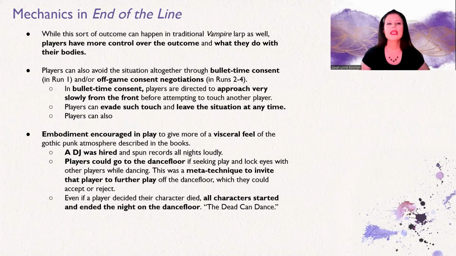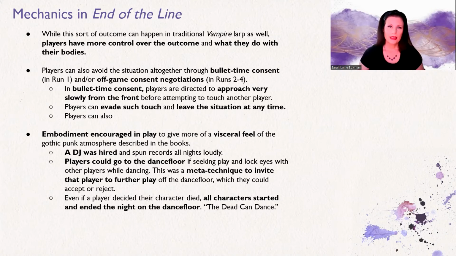A player could also completely avoid that situation altogether with what's called bullet time consent and or the off-game consent negotiations that came later. So in bullet time consent, players are directed to approach very slowly and from the front before attempting to touch another player. So if I'm reaching out to put my hand around someone's neck and they can see me, then they can choose to just move away, which indicates to me as a player, okay, they're not interested in that kind of scene. And then they can leave the situation at any time. And they could also engage in a consent negotiation, meaning we could go briefly off game and say, are you comfortable with this sort of interaction?